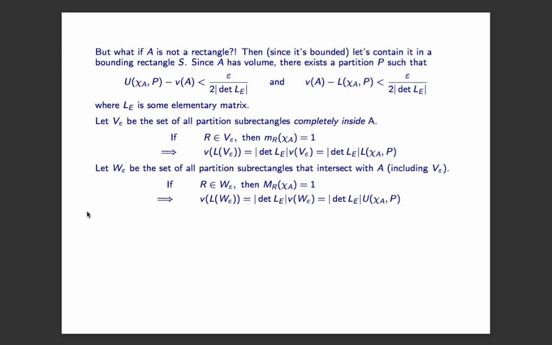It follows that the volume of my elementary matrix L_E applied to W epsilon, by the way, this should be L subscript E. So the volume of my elementary matrix applied to W epsilon, from our previous result, because now we're just dealing with rectangles, is equal to the determinant of my elementary matrix times the volume of all of my subrectangles added up, which is precisely the upper sum.